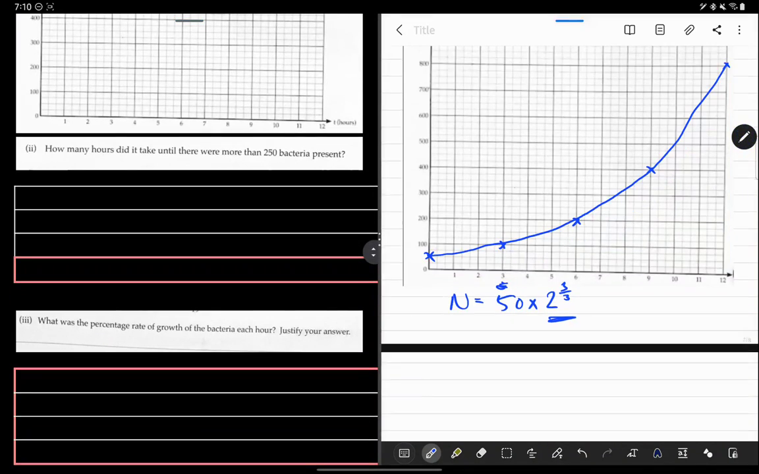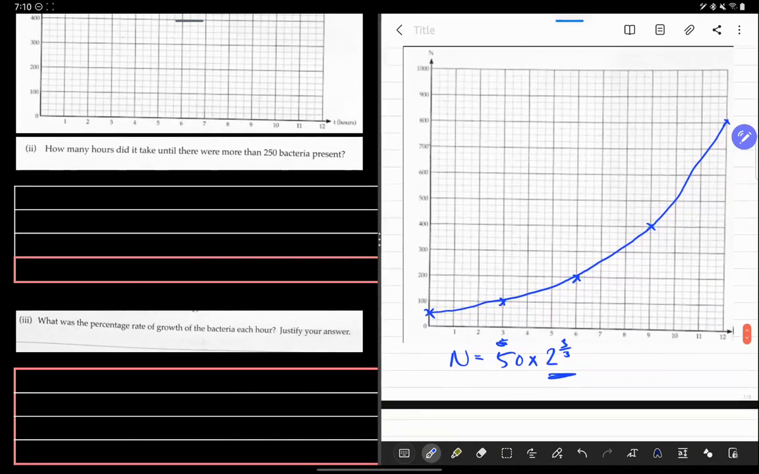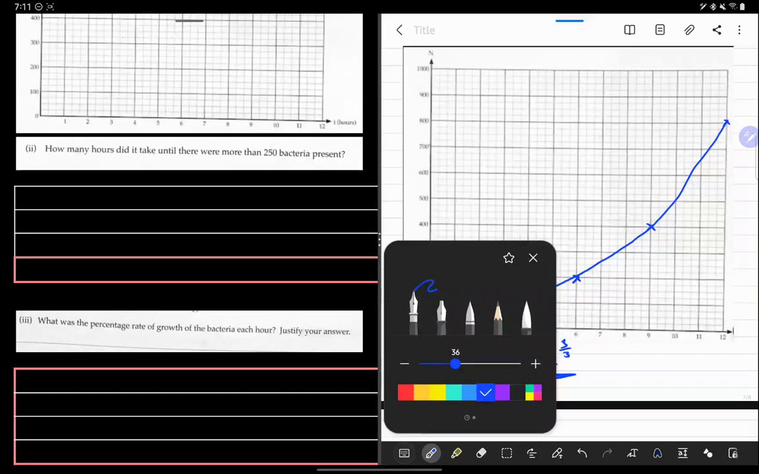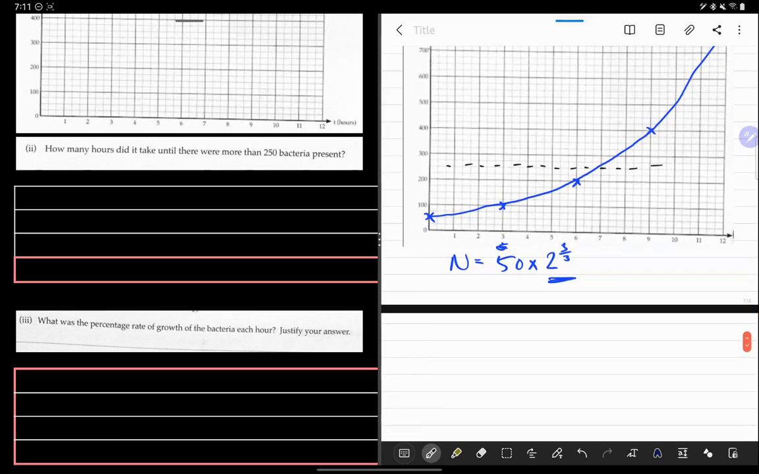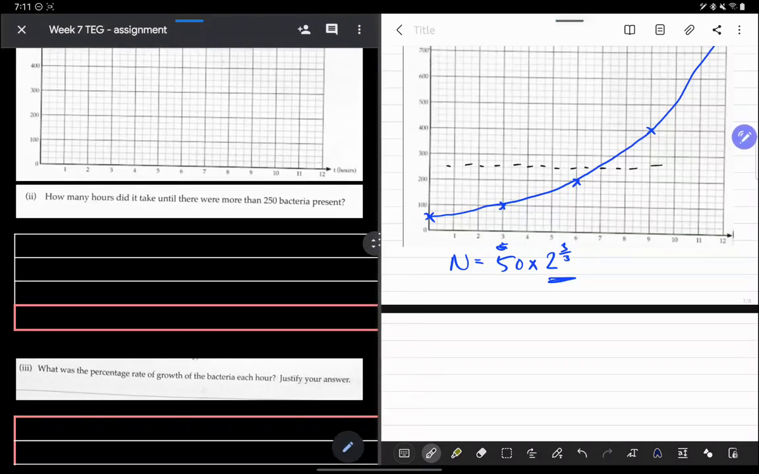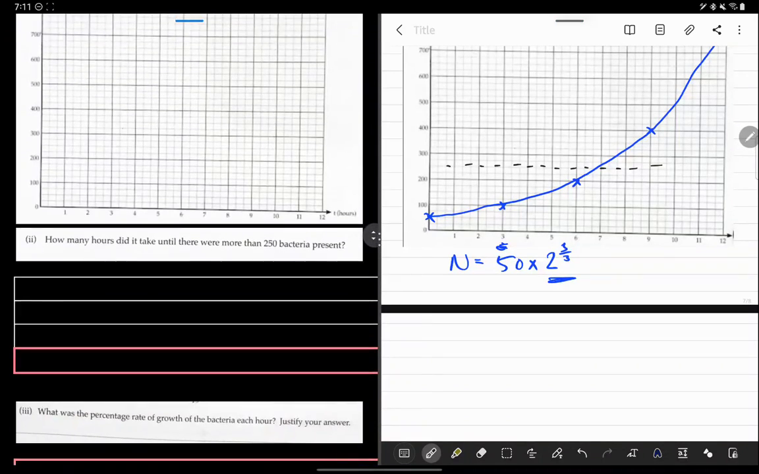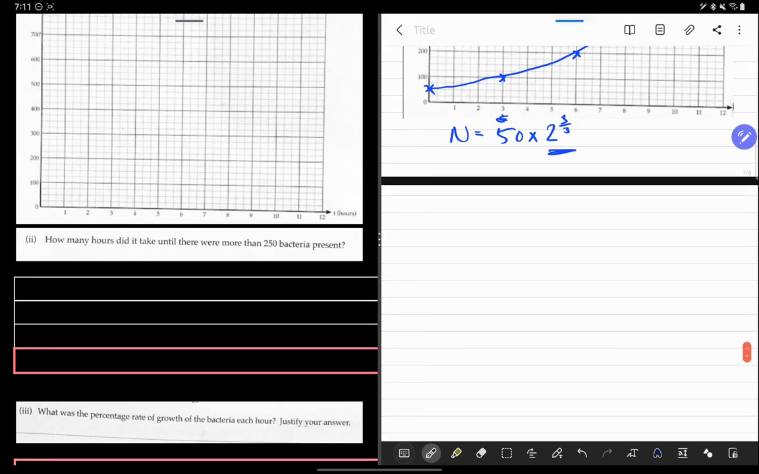That's it. Next question. How many hours did it take until there were more than 250 bacteria present? You can sort of guess on the graph, right? So around 7, but then you are leaning on your hand-drawn curve, which is perhaps maybe not as reliable as you might hope. So let's use some algebra. How many hours did it take until there were more than 250 bacteria present? So let's say n is 250.